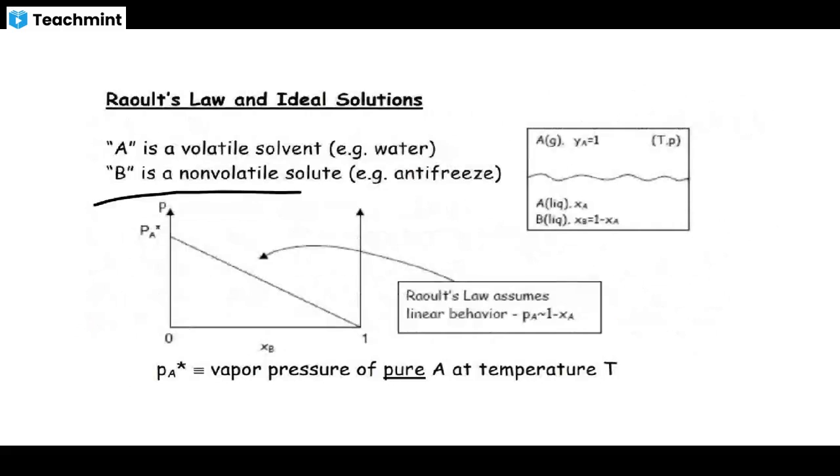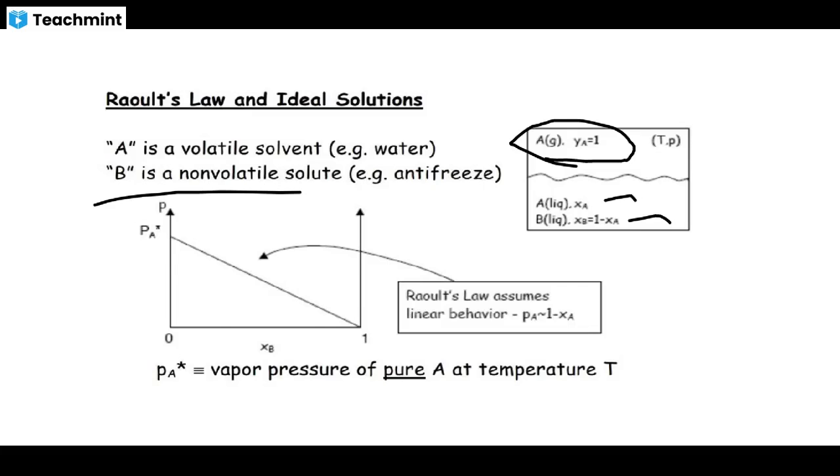Now Raoult's law and ideal solution. A is a volatile solvent and B is a non-volatile solute, like water and antifreeze. The mole fraction of A is XA and of B is XB, which is 1 minus XA. The only gas phase is A because B is non-volatile, so in the gas phase only A is present.